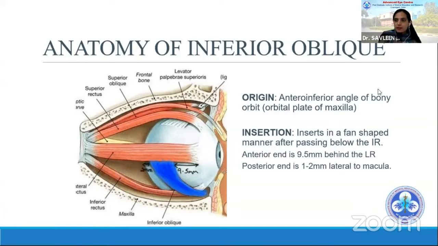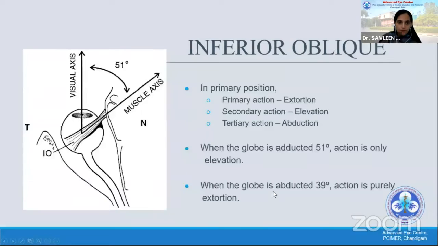The relevant anatomy of the inferior oblique, which we must know before we proceed with any surgery, is that the inferior oblique is a muscle which does not originate from where the rest of the muscles do. It originates from the anterior-inferior angle of the orbit on the orbital plate of the maxilla, and then inserts in a fan-shaped manner. It passes below the inferior rectus and then goes behind the lateral rectus, getting attached approximately 9.5 mm behind the lateral rectus, and its posterior end is around 1 to 2 millimeters lateral to the macula.